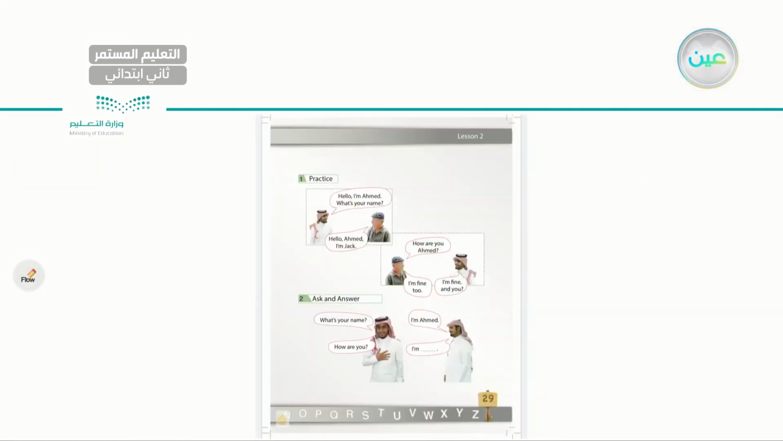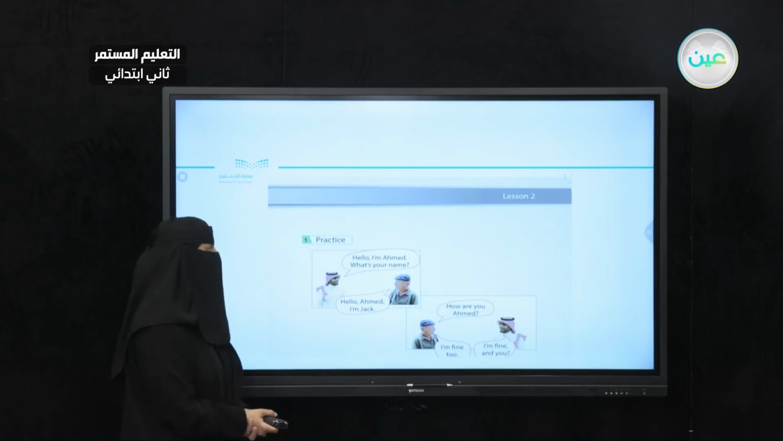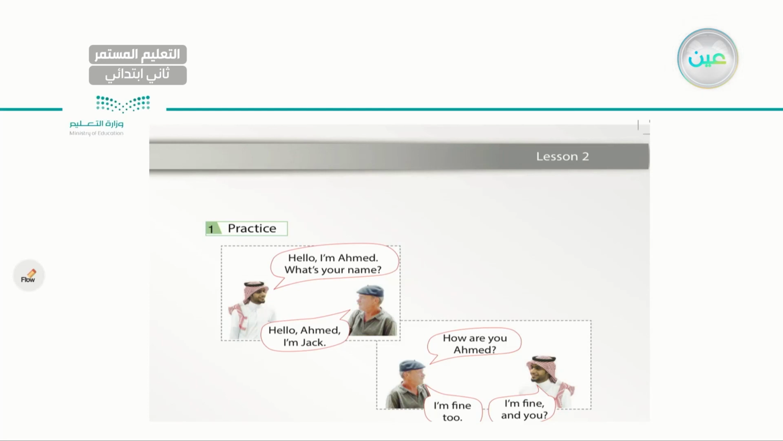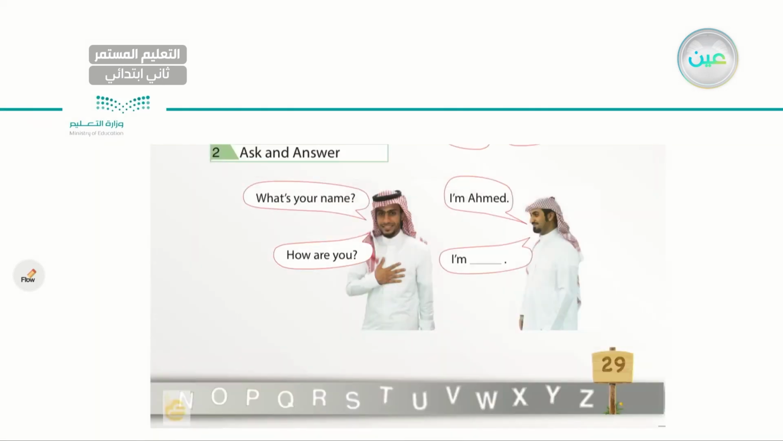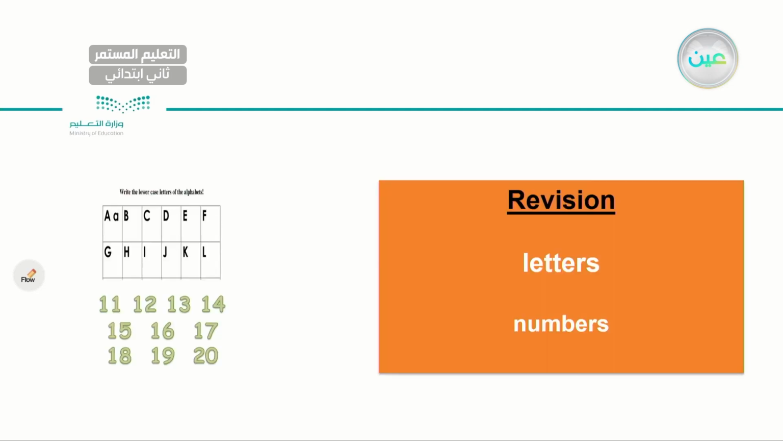So, this is the conversation you have in your books at page 29. Let's go ahead and read it. Hello. I am Ahmed. What's your name? Hello, Ahmed. I am Jack. How are you, Ahmed? I am fine. And you? I am fine too. This is the lower part. What's your name? I am Ahmed. How are you? I am fine. Thank you. Very good. Or perhaps we can say I am fine. We will try to do this later in the next lesson.